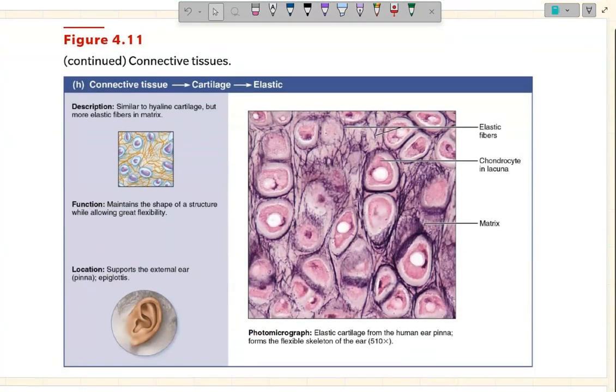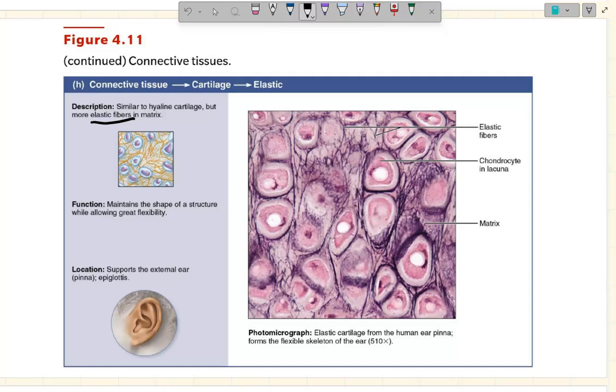All right, the next type of cartilage we're looking at is elastic cartilage. Similar to hyaline cartilage, but it has much more elastic fibers, and this makes it really good at being more flexible. Just like the elastic fibers in elastic connective tissue, like in the walls of a blood vessel, the elastic fibers here make things very elastic, right? They make it very flexible. So like the artery of a blood vessel could expand and recoil.